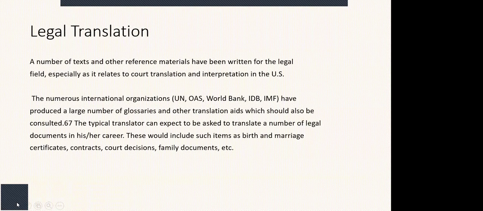So many texts and reference materials are written for the legal field, especially as they relate to court translation and interpretation in the US. So this is their biggest market, right? Court translation and interpretation. Why is this? Because, as we were saying before, anybody who is inside the legal system at some point will need assistance concerning decision making in terms of options offered or negotiations that are always occurring, right?